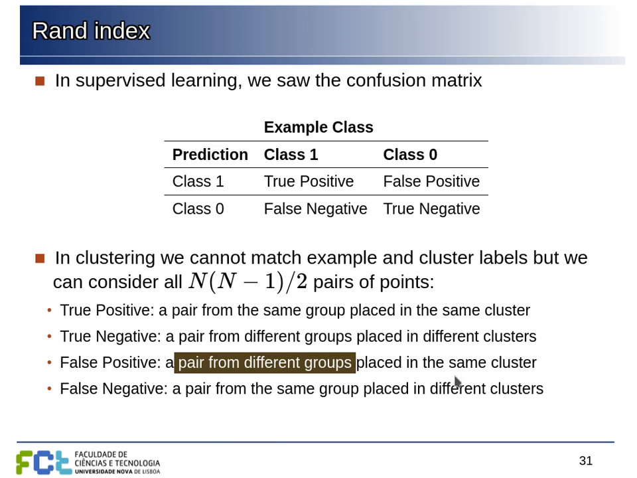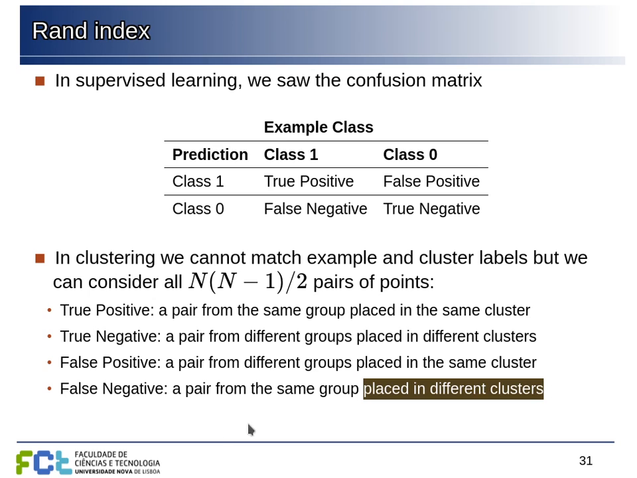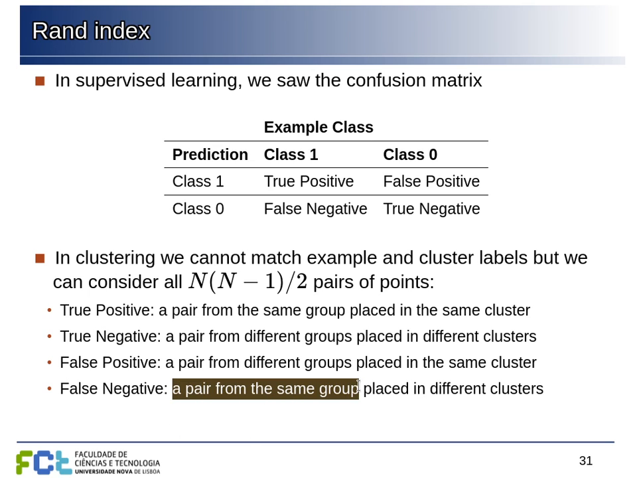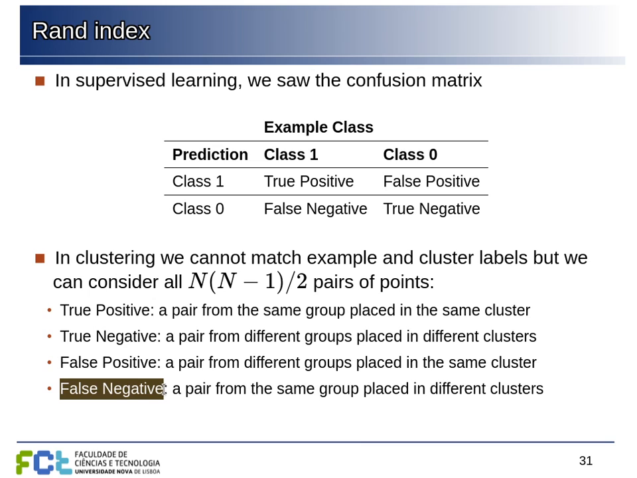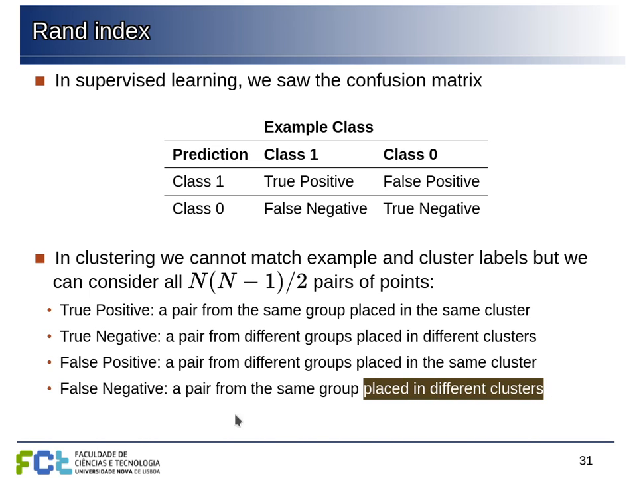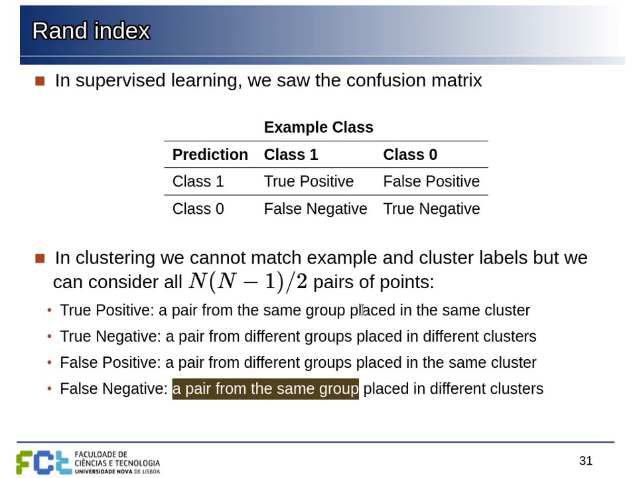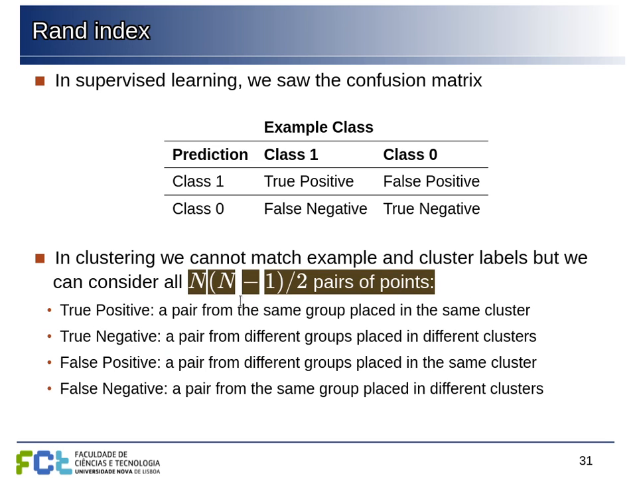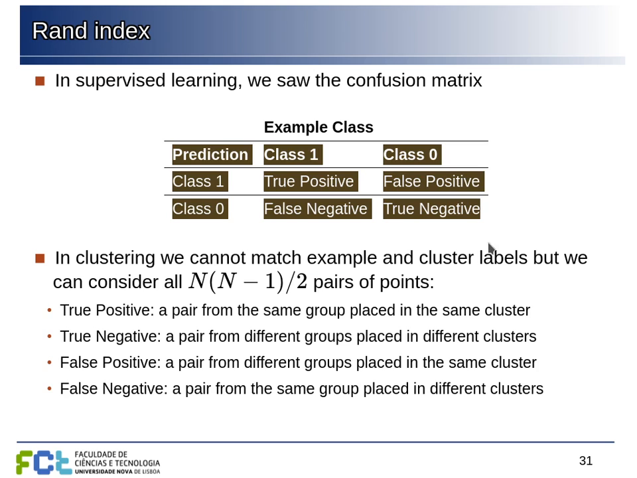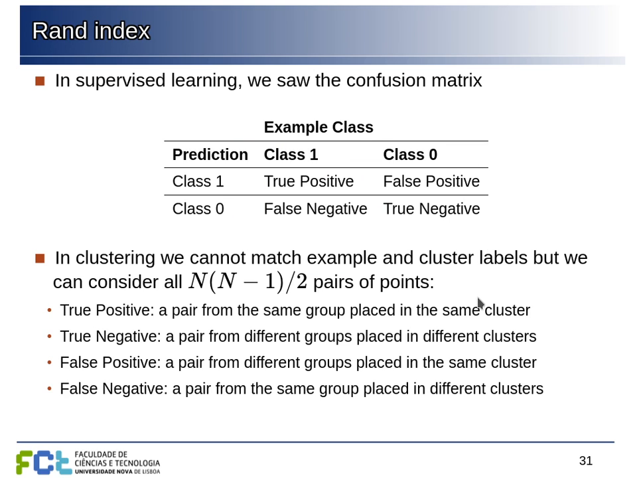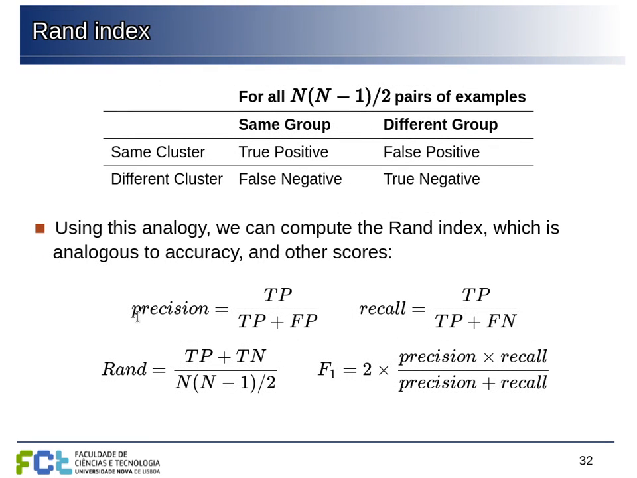Or conversely, if we are placing in different clusters points that actually come from the same group. This would be a false negative because our clustering algorithm is telling us they do not belong together, when they actually really belong together because they come from the same group. Okay, so if we do these kinds of computations looking at all the pairs of points, we can build something similar to this matrix here that we had in classification. And now we can compute, for example, the precision, the recall, the accuracy, and so on.